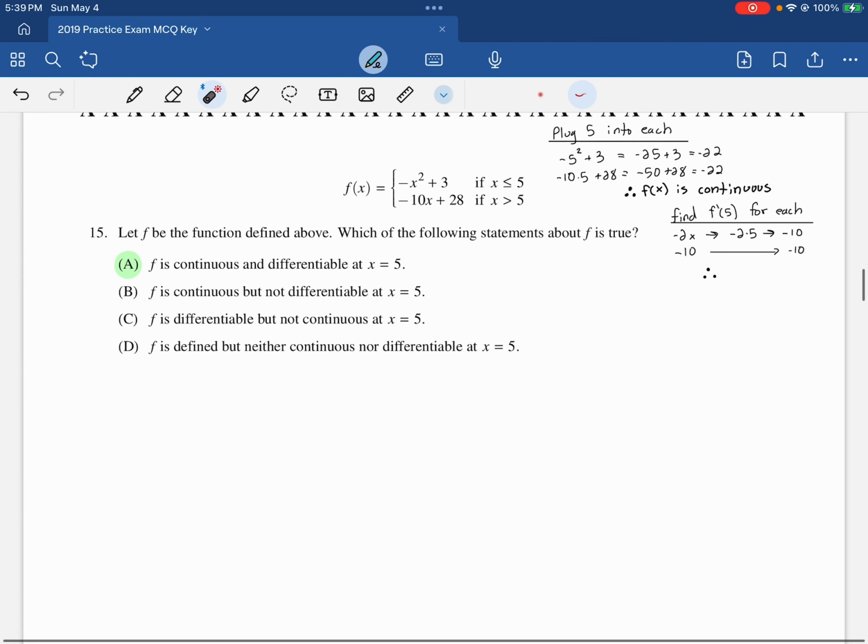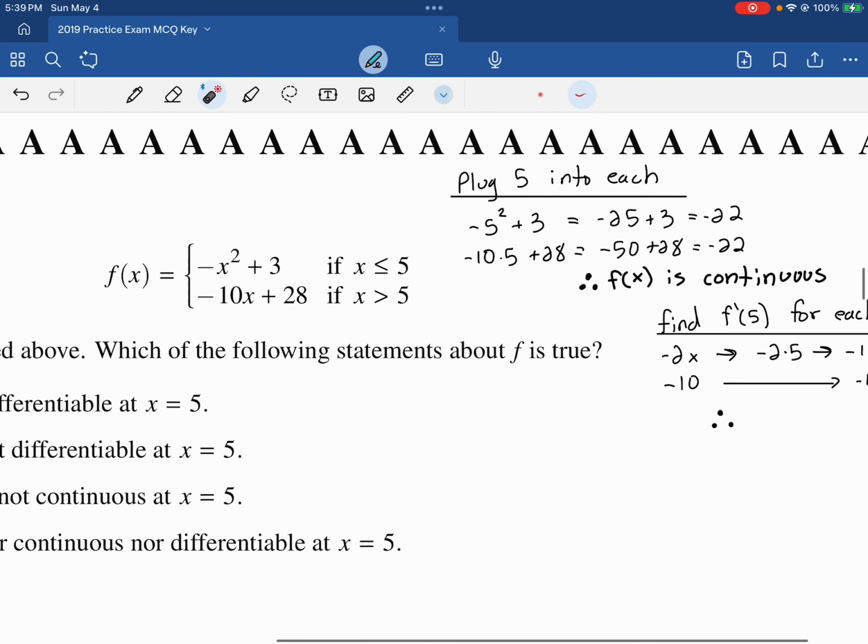This is the halfway mark. Let f be the function defined above. Which of the following statements about f is true? We are talking about continuity and differentiability. It's a piecewise function, so if there's any gaps or jumps, I might not have a continuous function, and if there's any sharp points or cusps, I might not have differentiability. So there's two things I want to check.